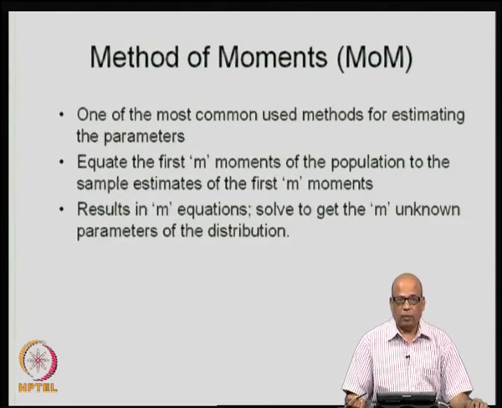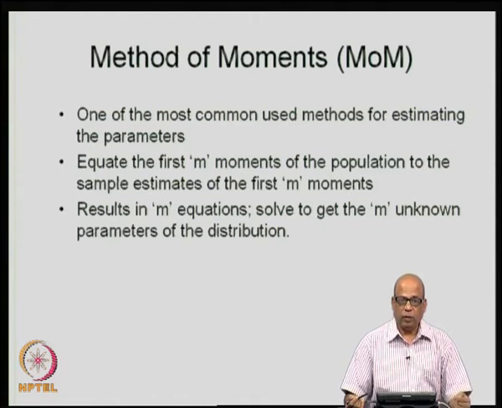A better way of estimating the parameters, and one of the most commonly used methods, is the method of moments itself. So, what we do here is that let us say a particular distribution has m number of parameters, theta 1, theta 2, etcetera, theta m. We equate the sample moments. Recall that the sample estimate of the first moment is x bar, and similarly the sample estimate of the second moment is s square, or the estimate of the variance, and so on. So, from the sample we can obtain the sample estimates of the moments, first moment, second moment, third moment, and so on.